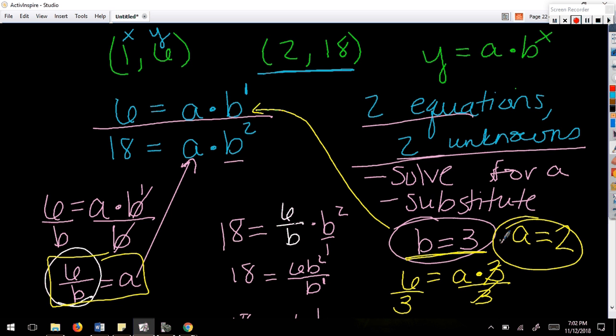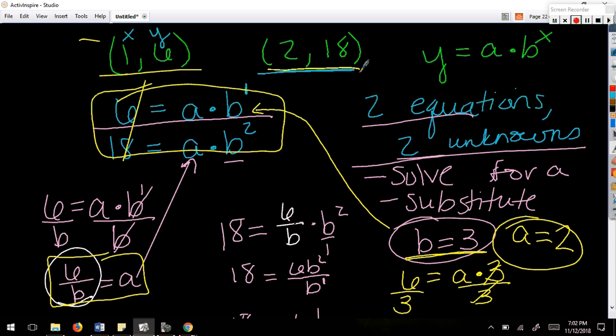Okay, so all I've done is solve this simple system for a and b, but I still haven't answered the question. The question was, what's an exponential function that goes through these 2 points, (1, 6) and (2, 18)? Well, if a is 2 and b is 3, that means the equation would be 2 times 3 to the x.